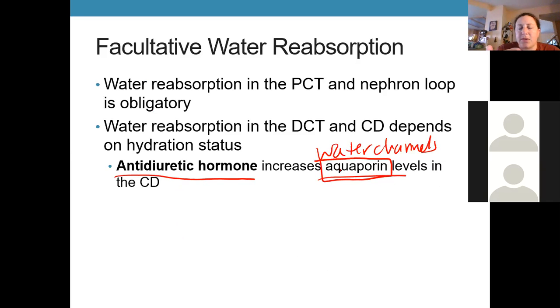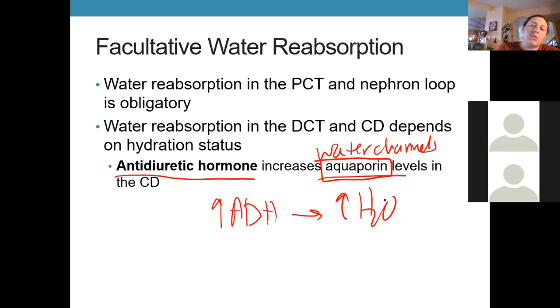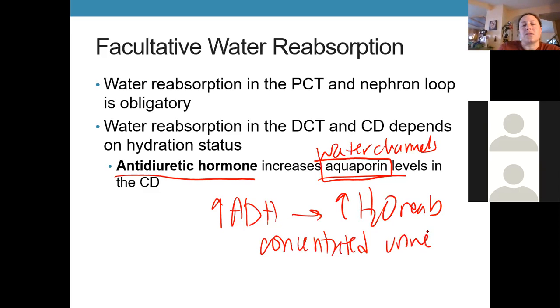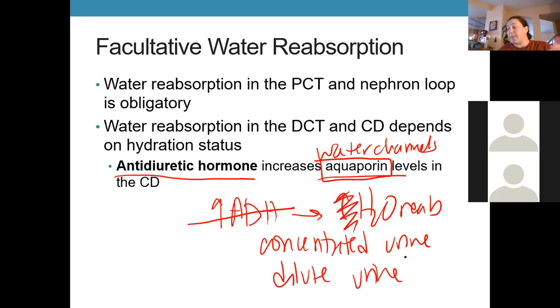I'm pretty sure I have this somewhere else too, but it does not look like it's on the next slide, so I better say it. All right, so more antidiuretic hormone means more water reabsorption, and that results in more concentrated urine, right? There's less water in the urine, so the urine is more concentrated. And then if we don't have antidiuretic hormone, we don't reabsorb as much water, and we have dilute urine, urine with more water in it. So that would occur like if we're well hydrated.